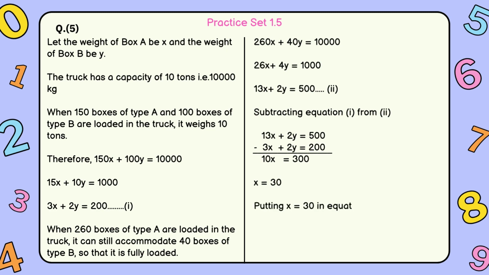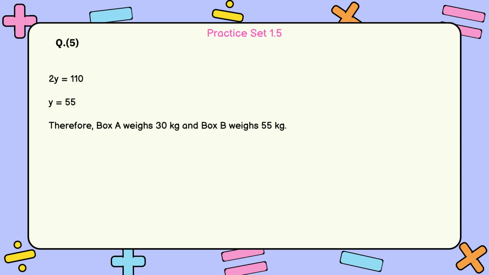Now we subtract equation 1 from 2 since equation 1 is smaller, and we get 10x is equal to 300. To find the value of x, we take the 10 to the right hand side and divide it from 300 and we get x is equal to 30. We put x is equal to 30 in equation 1 and we get 90 plus 2y is equal to 200. We take the 90 to the right hand side and we get 2y is equal to 110. Therefore, y is equal to 55. We can write the final statement. Therefore, box A weighs 30 kg and box B weighs 55 kg.